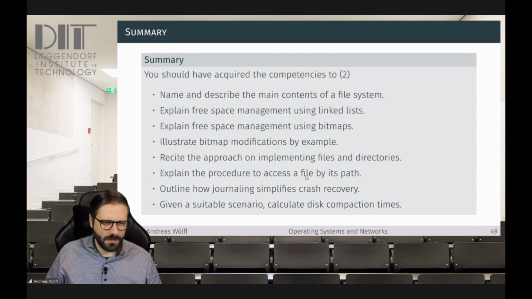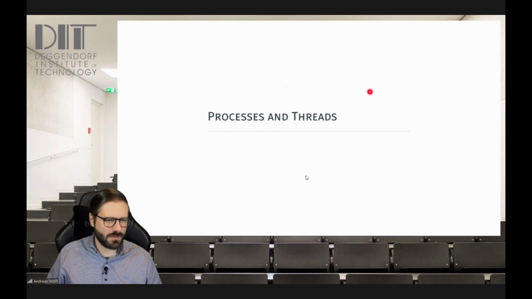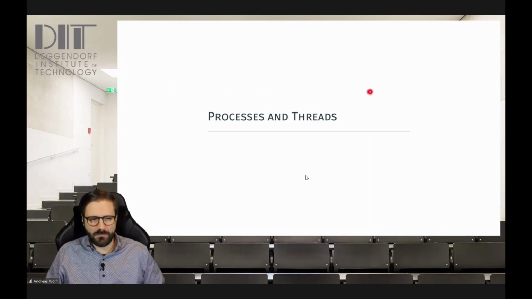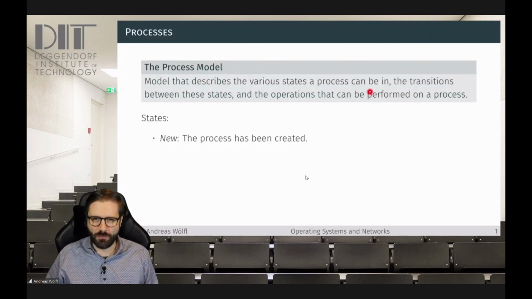No. Then let me load up the next slide deck, which is processes and threads. We will skip a major part of processes and threads. We will skip threads. We will talk about processes only. And to start with processes, we clarify the term the process model.